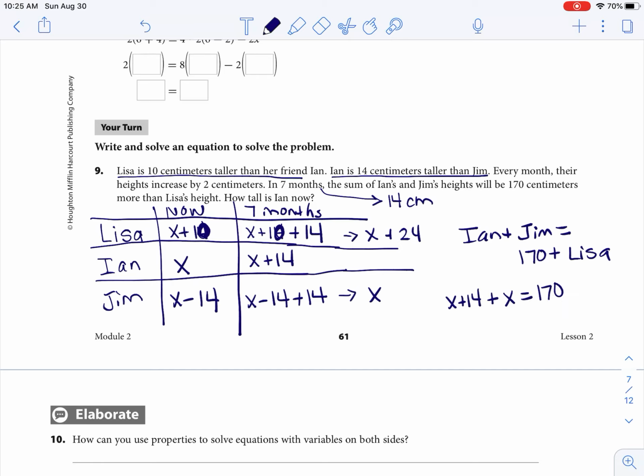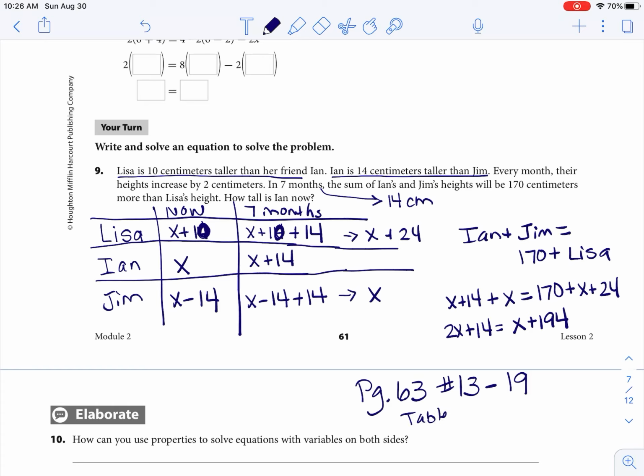So now you guys are ready to go. Your homework is starting on page 63. You're doing 13 through 19. Go ahead and make the table for 20. And I think you can do 20. I think you can also solve 21. So we'll have you do those and turn that in, and then we'll check back in on these tomorrow.